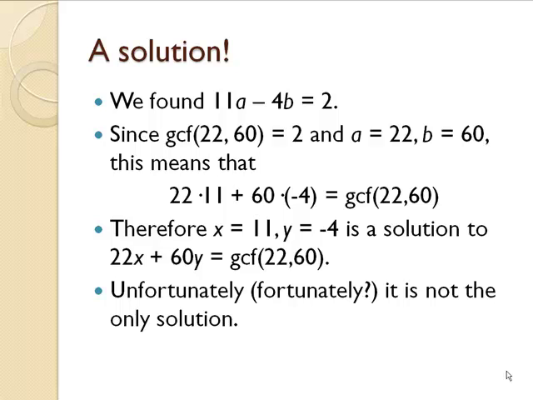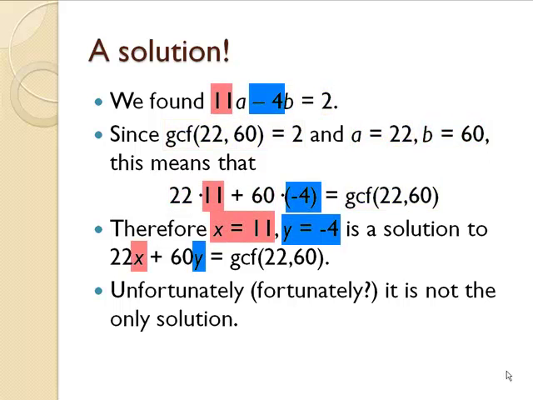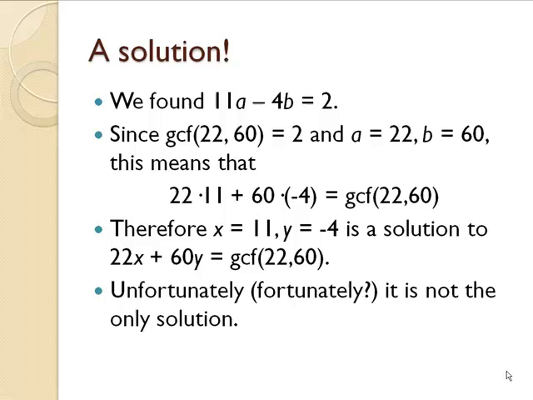Since the greatest common factor of 22 and 60 is 2, and a was 22 and b was 60, that means 22 times 11 plus 60 times negative 4 is that greatest common factor. Therefore, x equals 11, y equals negative 4. That's one solution to 22x plus 60y equals the greatest common factor of 22 and 60.